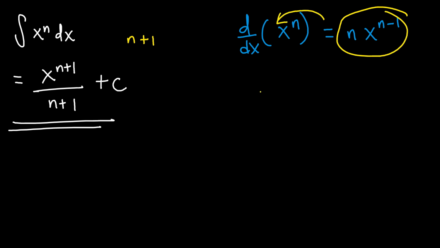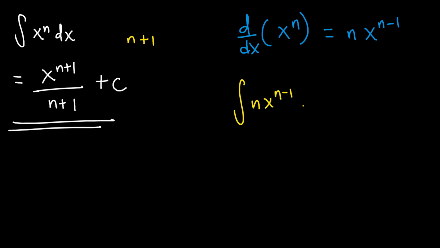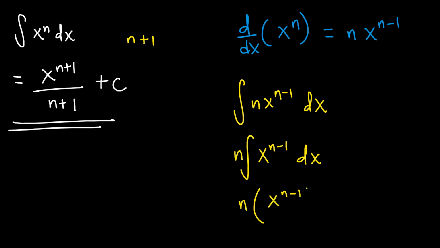Let's prove that. So we shall have the integral of n times x to the power of n minus 1 dx. And since n is a constant, we can pull it out. So we shall have n times the integral of x to the power of n minus 1 dx. Now at this point, we shall raise the power of the function by 1 and then divide by the new power. So we shall have n times, this will be x to the power of n minus 1 plus 1 divided by the new power, which is n minus 1 plus 1, and then plus c.